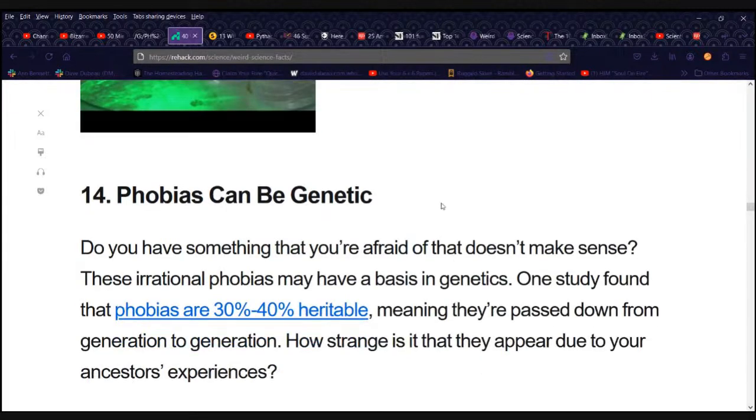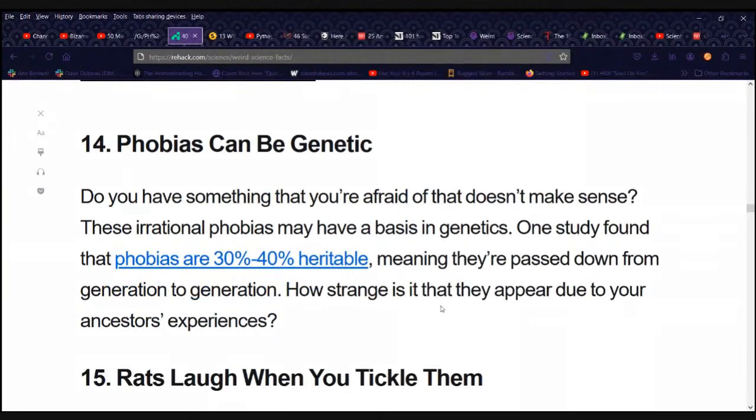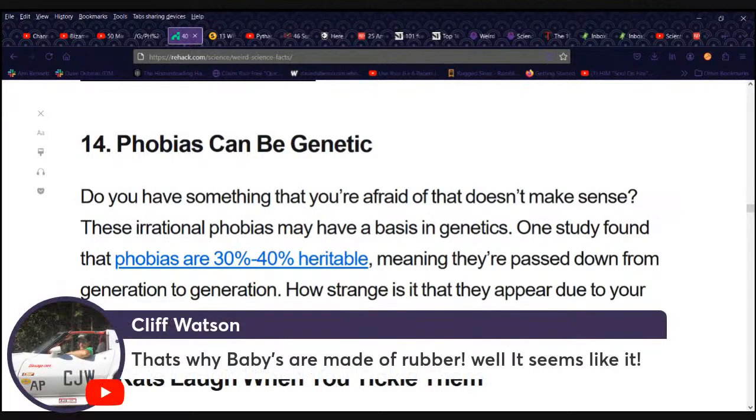Phobias can be genetic. I did not know that. For a person who wants to go out to space, I have a little phobia. It's claustrophobia. We'll get another comment.